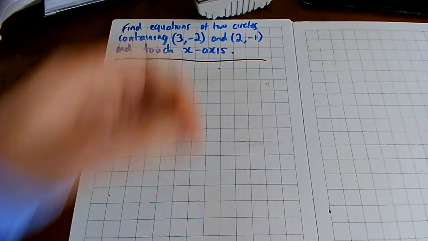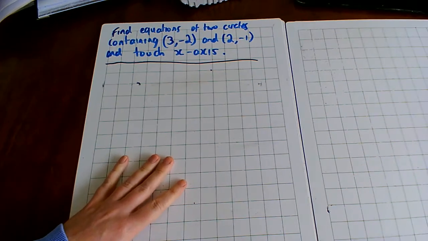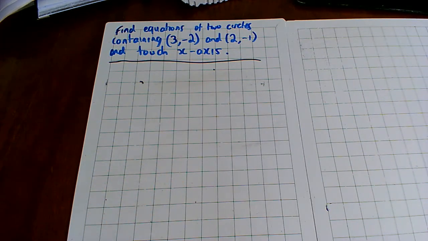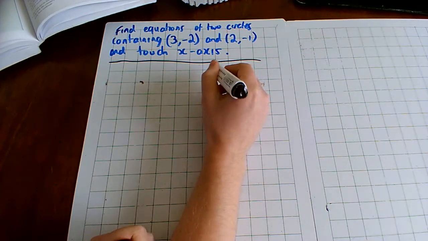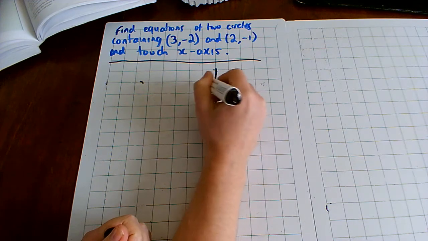Okay, so first things first, read the question. So the question says, find the equations of two circles containing the points (3, -2) and (2, -1). So (3, -2) and (2, -1). So the first thing I'm going to do is a little sketch, and they've done that over there. So I'm going to do a sketch over here.